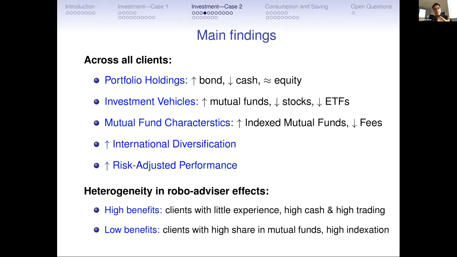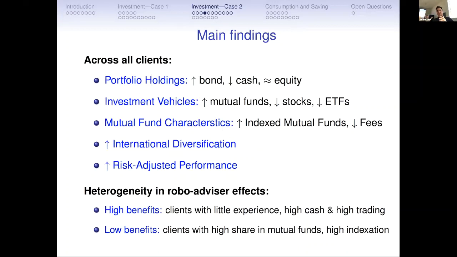What are going to be the main findings we're going to find here? Well, we're actually going to find massive changes, much bigger changes compared to the other robo-advisor. In this case, bond holdings are going to be increasing for individuals. Cash is going to be basically drawn down to zero. The investment vehicles used for portfolio allocation are going to be changing. All the wealth is going to be in mutual funds and very little wealth instead in stocks and ETFs.